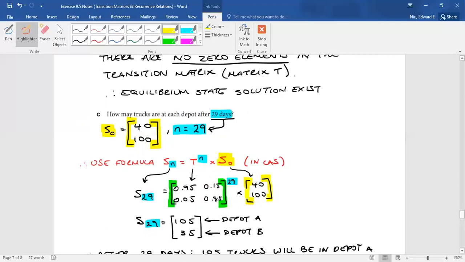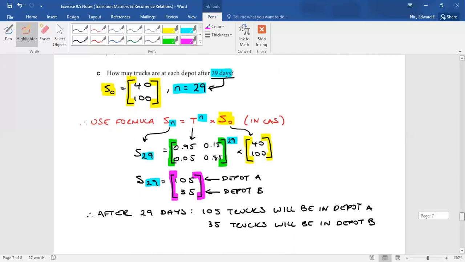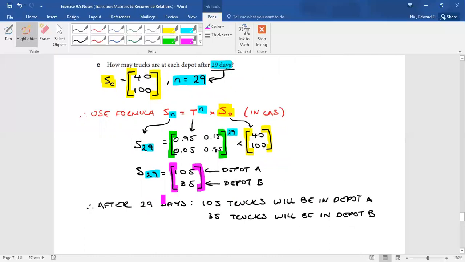You input this right side into the CAS, and what you get is our answer, which I think I color coordinated in purple. And what we see is after 29 days, we can expect 105 trucks in Depot A, 35 trucks in Depot B. So you got to write your little statement.